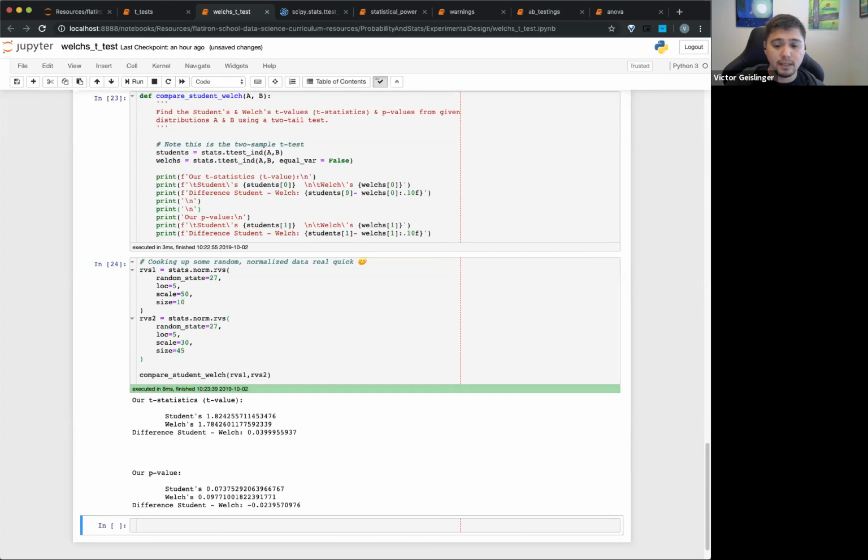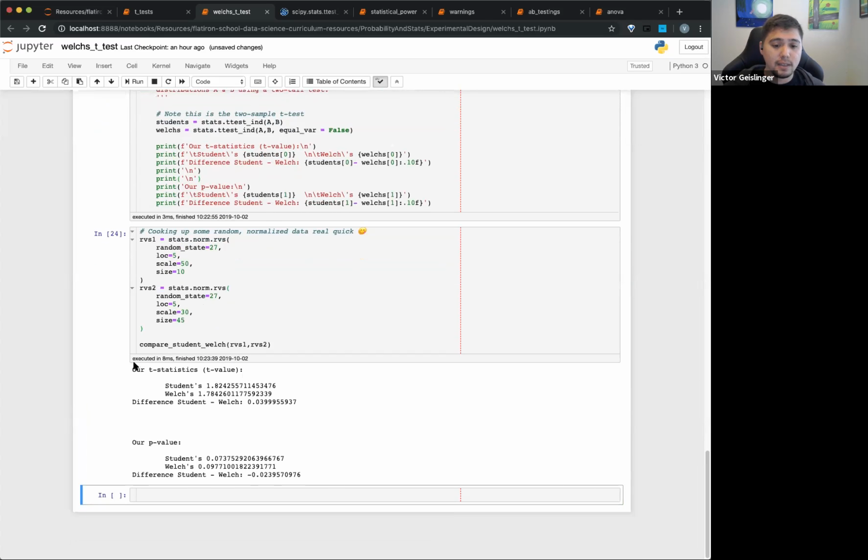So when I run this, which I think is right here below, we can actually see our t statistic. We can see the t stat from Student's is 1.82. We can see Welch's is 1.78, so a little bit smaller.